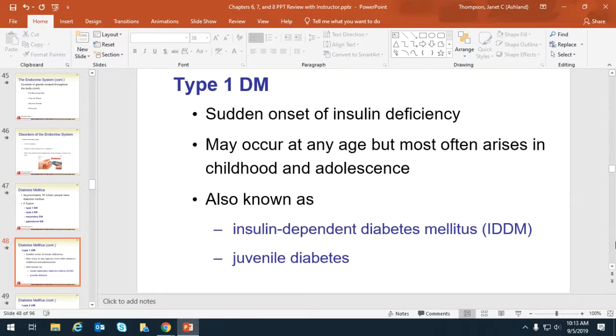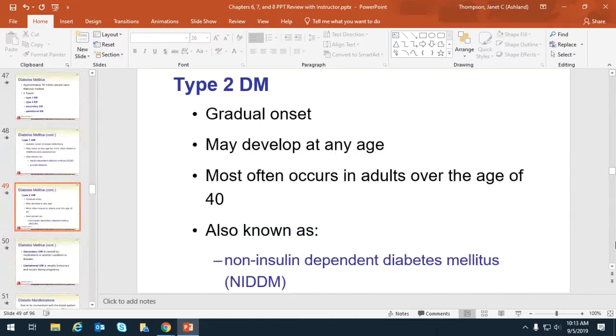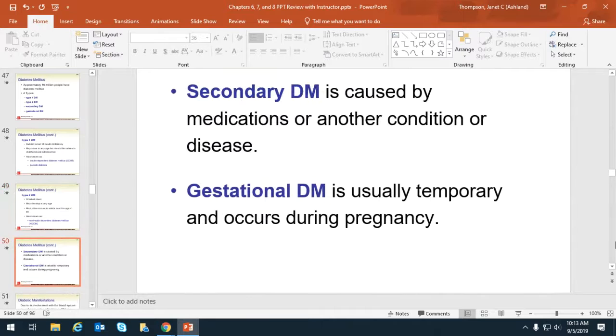So again, type 1, known as juvenile diabetes, this mostly occurs in childhood. Very rarely an adult just becomes a type 1 diabetic. Type 2 has a gradual onset. It can develop at any age. It can also be known as non-insulin dependent diabetes.